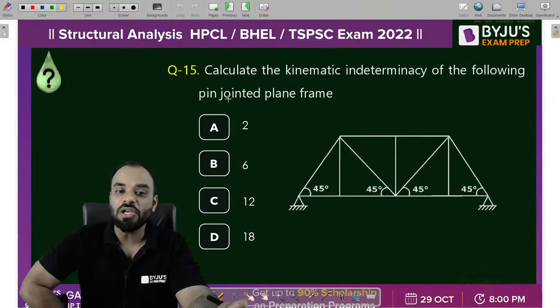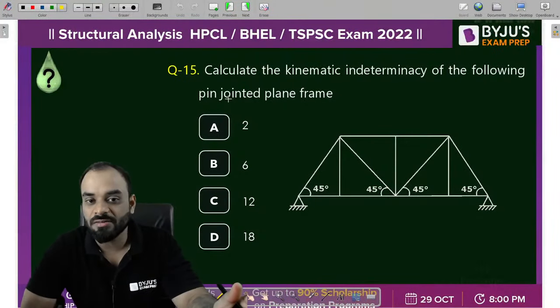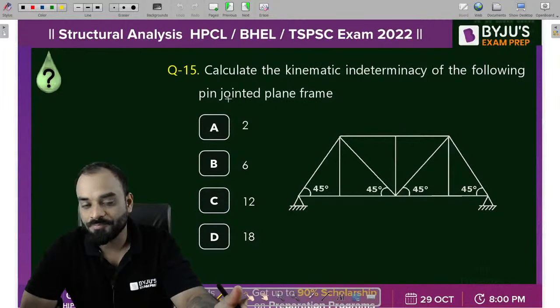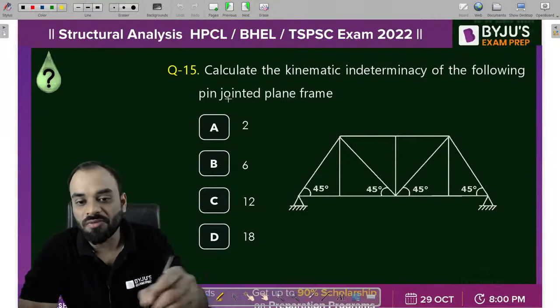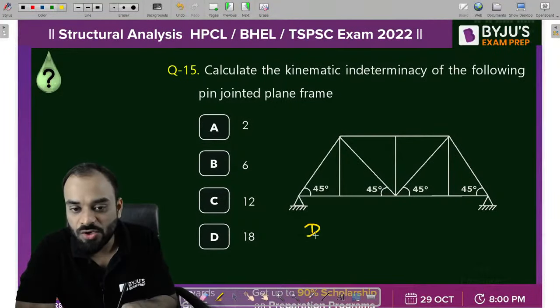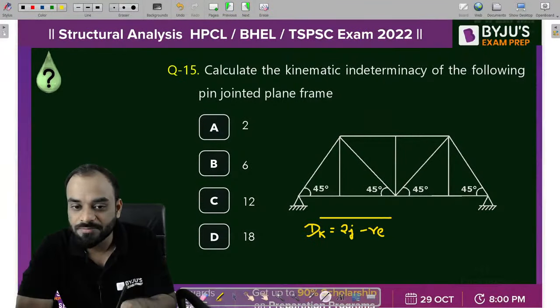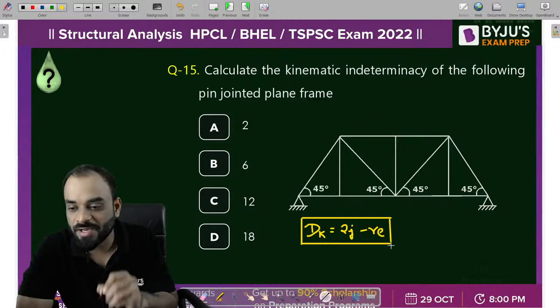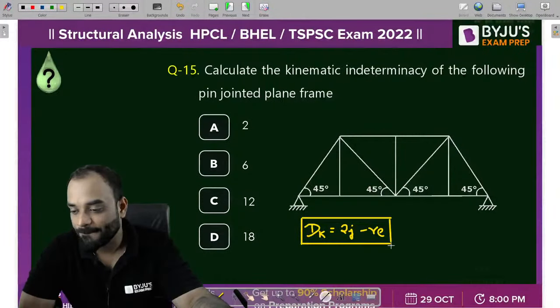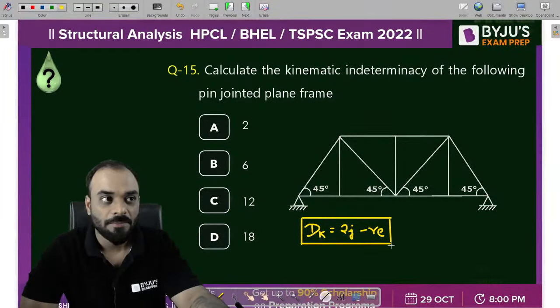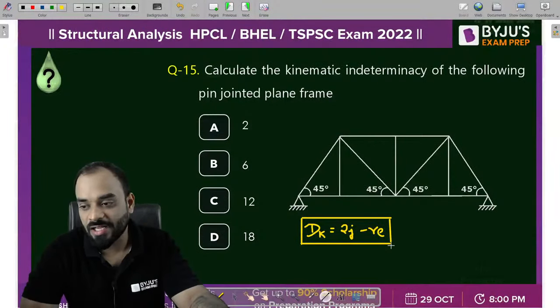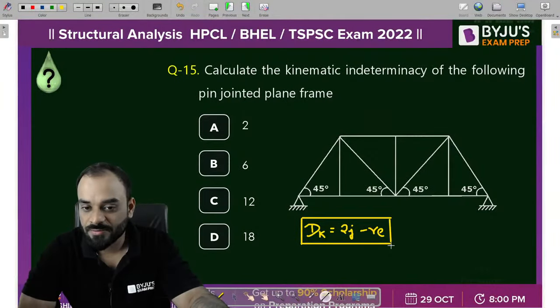Calculate the degree of indeterminacy for a pin jointed plane frame. What should be the value of it, guys? Tell me quickly. Do you remember the formula? 2J minus RE. Calculate it and let me know the correct answer. Put the value and get the answer, and let me know the answer, guys.